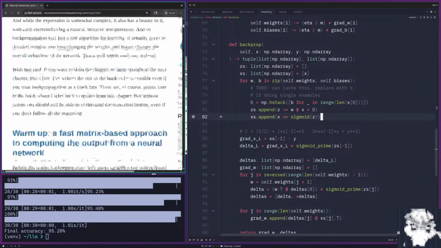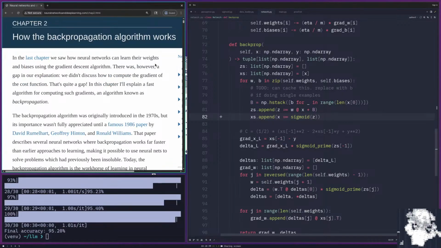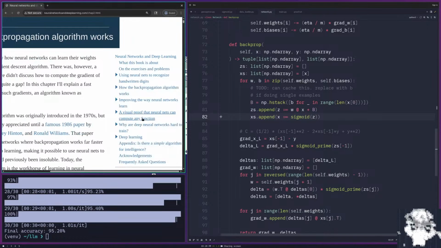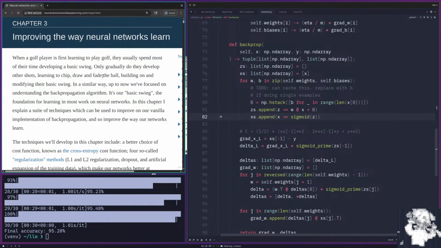We're done with chapter 2. We're going to end here for today. Next time we're going to do chapter 3, improving the way neural networks learn.